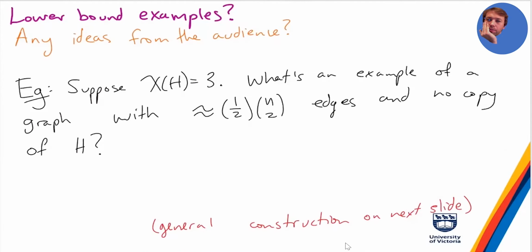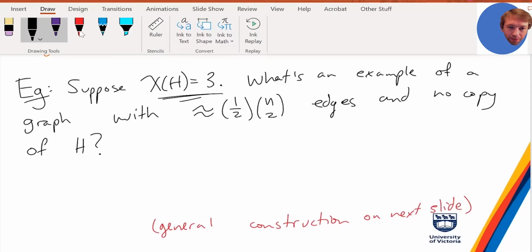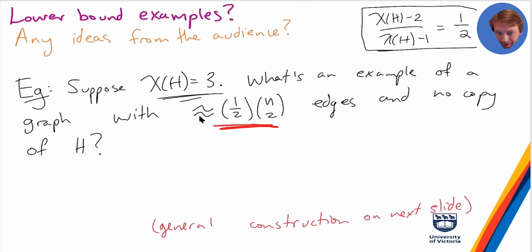So what about a lower bound? Any ideas from the audience? Let's just think about the chromatic number 3 case. If the chromatic number is 3, then chi of H minus 2 over chi of H minus 1 is equal to a half. So what we're looking for is a graph with roughly 1/2 n choose 2 edges, up to some small tolerance, which doesn't have any copy of H. And all we know about H is its chromatic number.